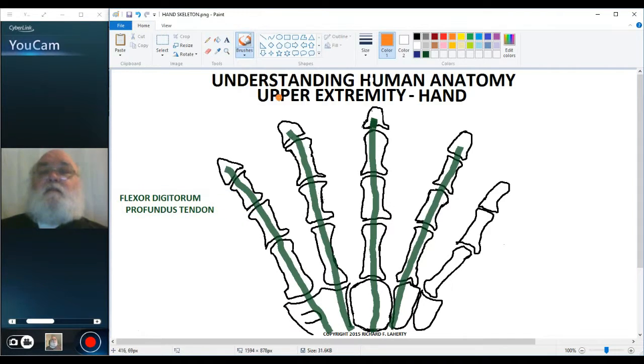Then the next tendon I want to draw in is the flexor digitorum superficialis. And it lies just superficial to the flexor digitorum profundus, and it inserts on the middle phalanx. But it does so, the tendon runs up just superficial of flexor digitorum profundus, but when it gets near the middle phalanx, the tendon splits and runs around each side of the flexor digitorum profundus tendon and inserts onto the middle phalanx.